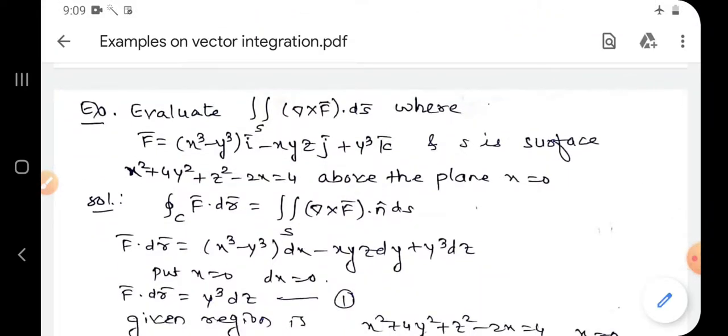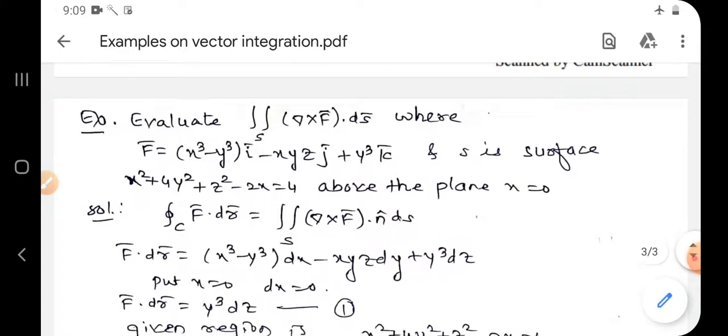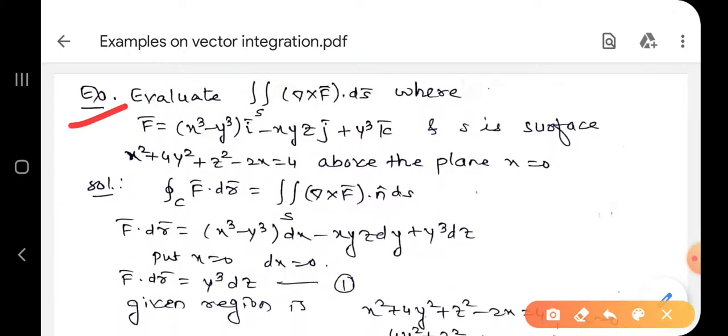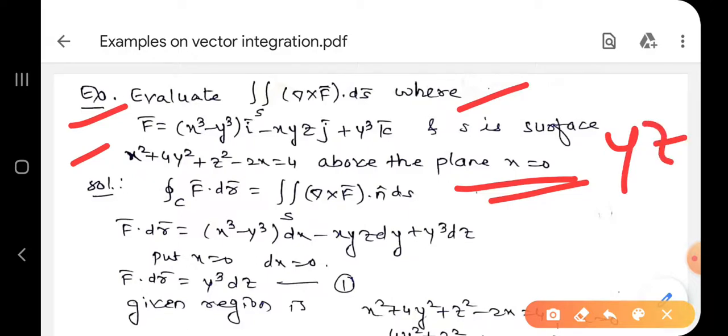Okay? Now one more example on Stokes theorem we are going to solve here. Evaluate double integral del cross f bar dot ds bar, where f bar is x cube minus y cube i bar minus xyz j bar plus y cube k bar, and s is the surface. See the surface carefully: x square plus 4y square plus z square minus 2x equal to 4 above the plane x equal to 0. This is important. Above the plane x equal to 0 means it lies in yz plane. Correct? So yz plane is there. For dy and dz we required.